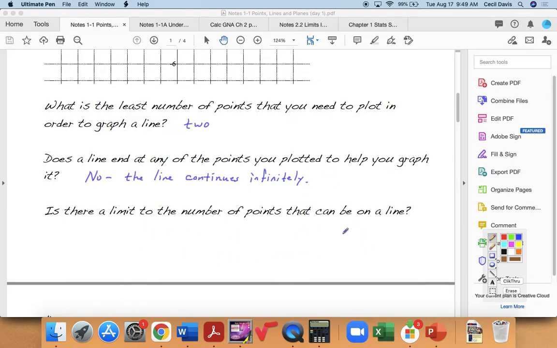And is there a limit to the number of points that can be on a line? No. There are an infinite number of points on a line. By the way, before we turn the page, do you know what is the opposite of infinite? Pardon? Finite.